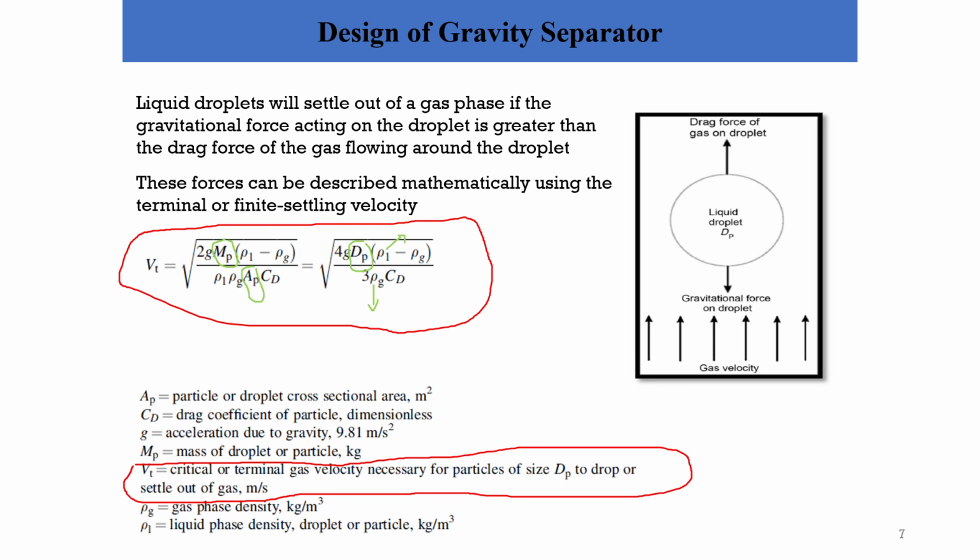One thing we need to keep in mind is the CD, which is the drag coefficient of the particle, a dimensionless number that you need to calculate based on graphical calculation or sometimes trial and error, and we're going to see how to do it later on. So this is the basic formula to calculate Vt, the minimum, critical or terminal velocity required for any system to remove a droplet of liquid from a gas stream. But this droplet has a specific mass and a specific size as well.